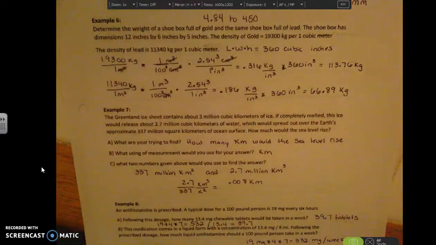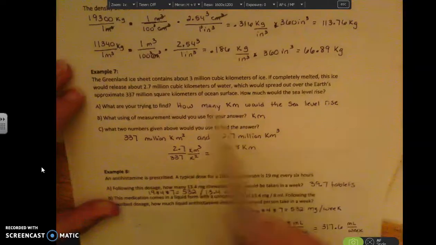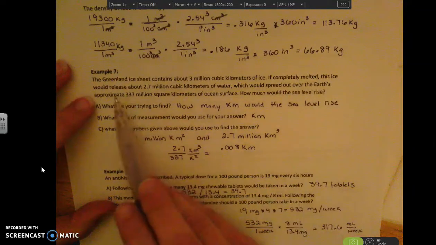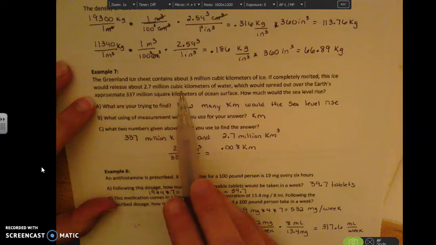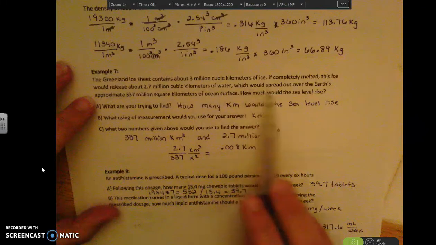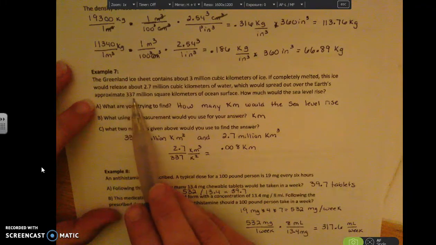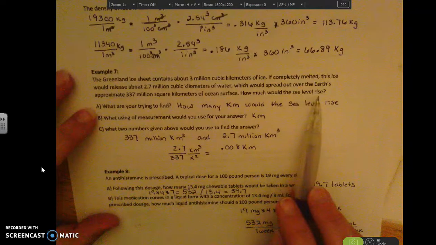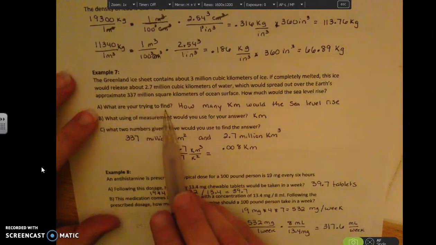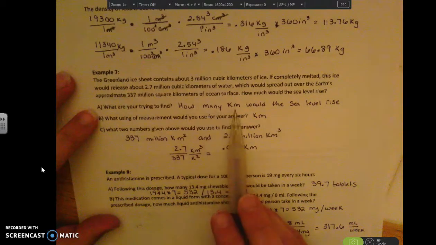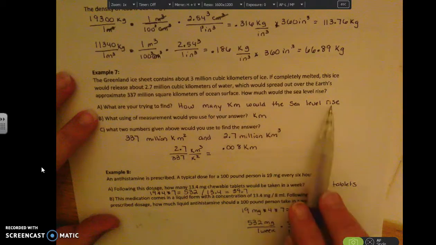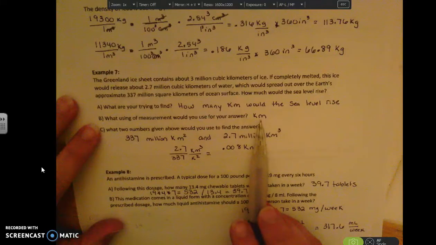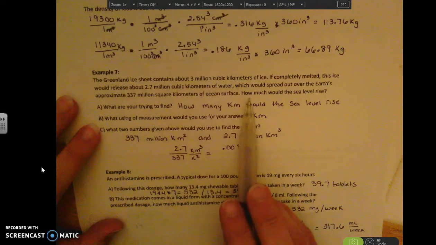So this next one, we have a Greenland ice sheet contains about 3 million cubic kilometers of ice. If it's completely melted, this ice would release about 2.7 million cubic kilometers of water, which would spread out over the Earth's approximate 337 million square kilometers of ocean surface. And how much would the sea level rise? So the first question is what you're trying to find. So I'm trying to figure out how many kilometers would the sea level rise if all this ice melted. And what unit of measurement are we going to use for our answer? We're going to use kilometers since everything else is written in terms of kilometers.